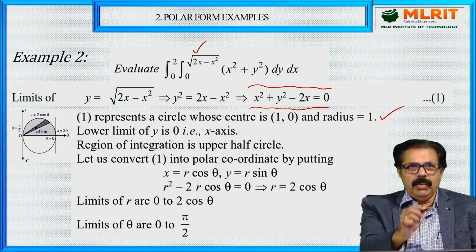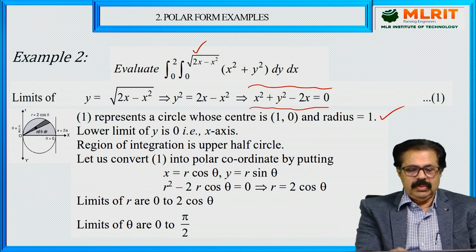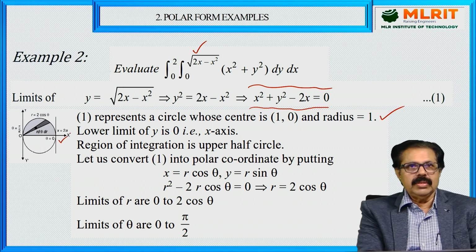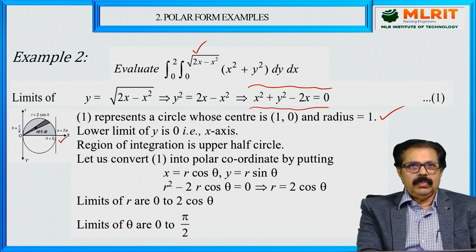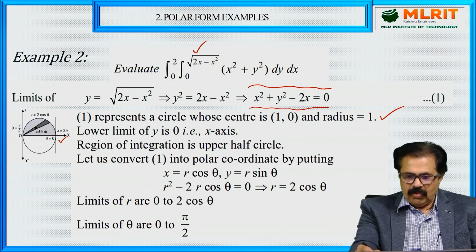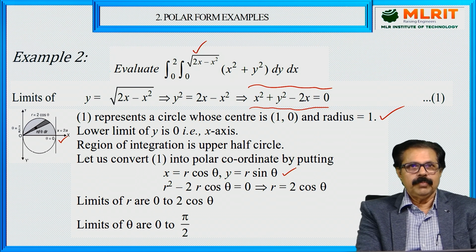And the lower limit of y-axis is 0. There is x-axis, you can see here. Now, let us convert the whole thing into polar form by taking the substitution x equal to r cos theta, y equal to r sin theta.